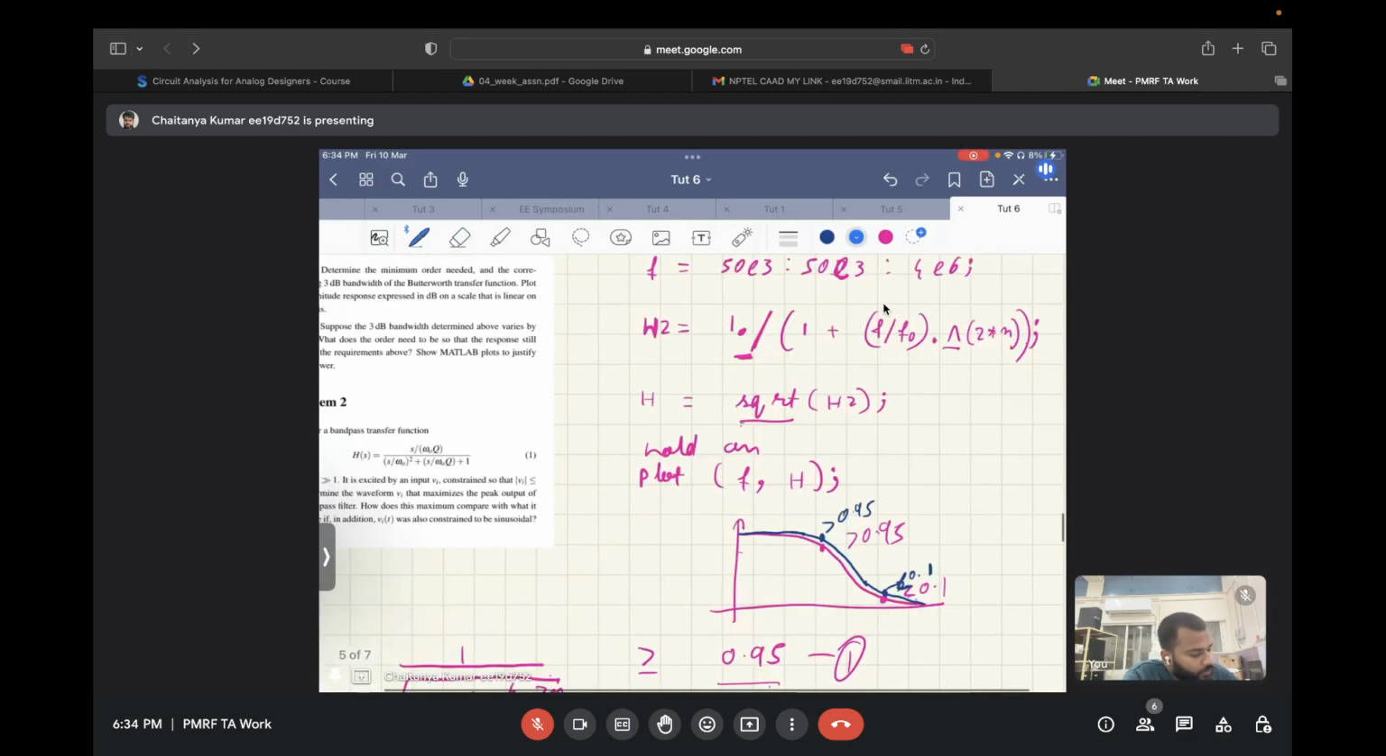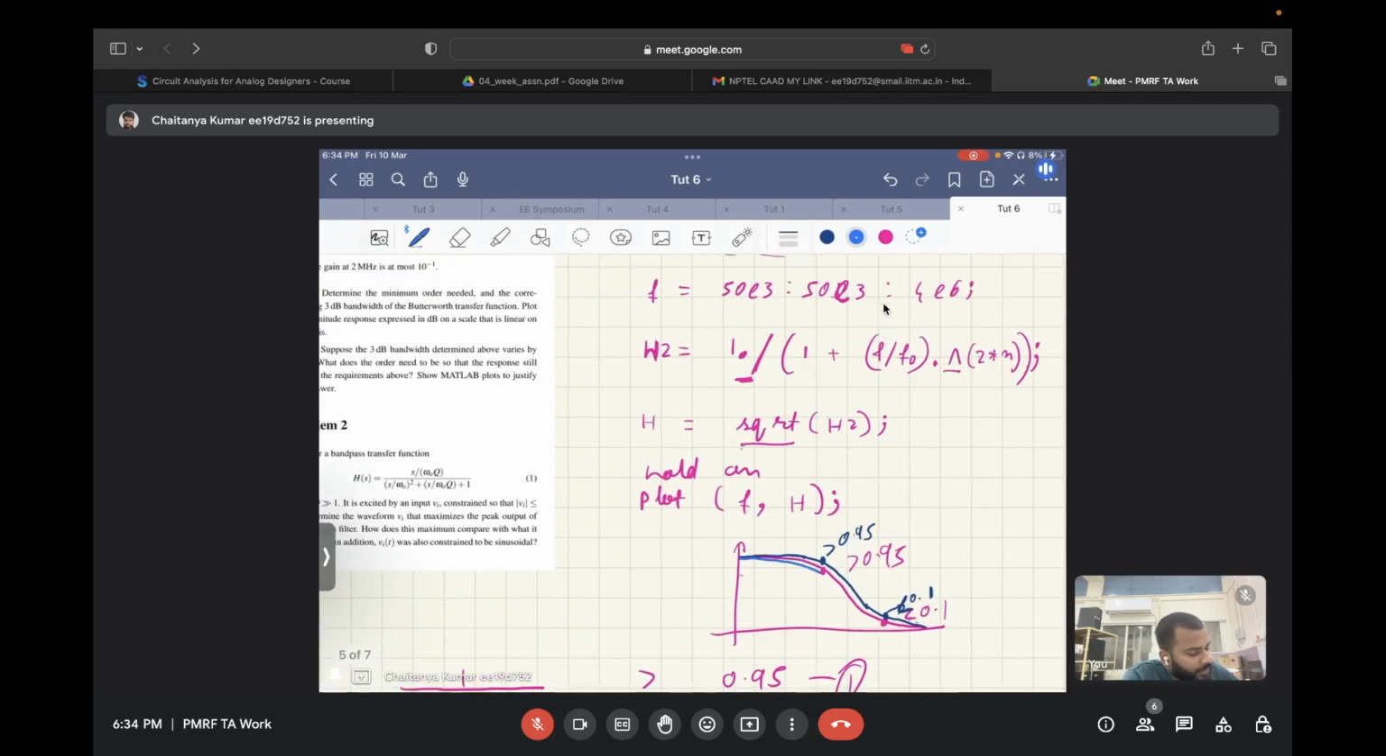And there you show this curve. So here also it should be greater than 0.95, and this should be less than 0.1. So if you plot these three curves, you will verify that even in the worst case scenarios, the constraints that you have for the design are matching.